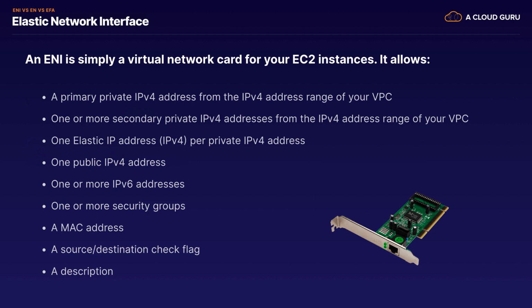When you provision an EC2 instance, it's going to have an ENI attached to it automatically, and then you can add additional ones. It allows a primary private IPv4 address from the IPv4 address range of your VPC, and also one or more secondary private IPv4 addresses from that range. With an ENI, you get one elastic IP address per private IPv4 address, one public IPv4 address, and one or more IPv6 addresses. You'll also have one or more security groups, a MAC address, a source and destination check flag, as well as a description of what the ENI is.